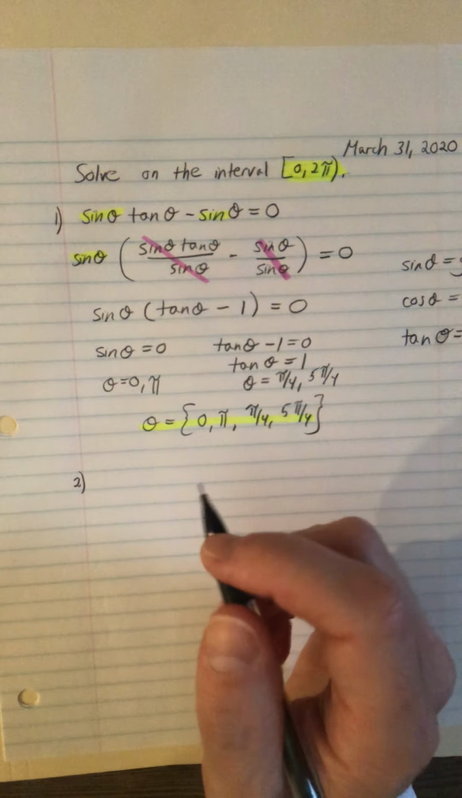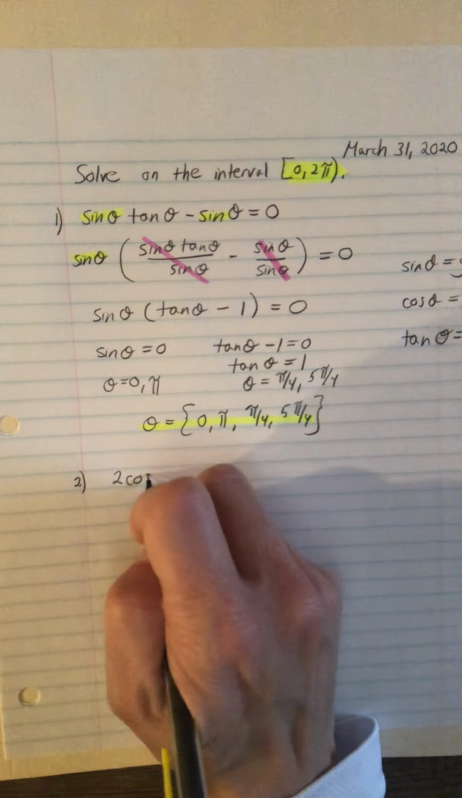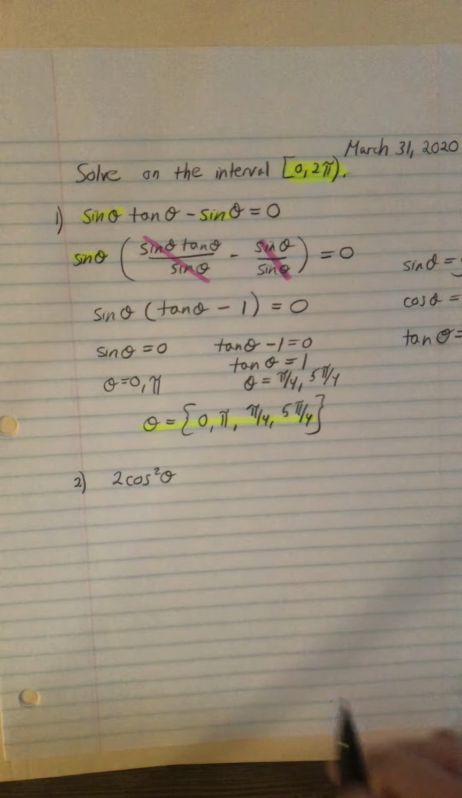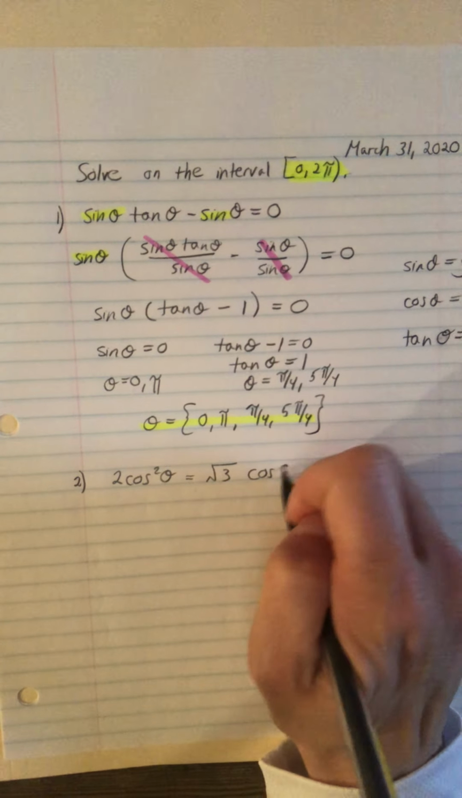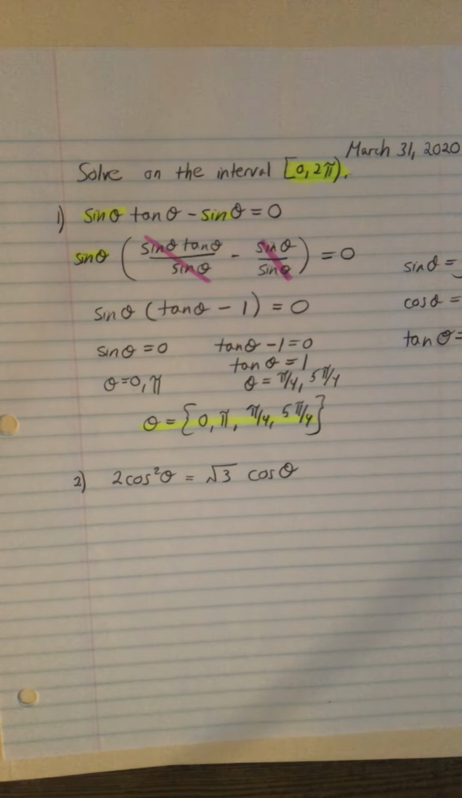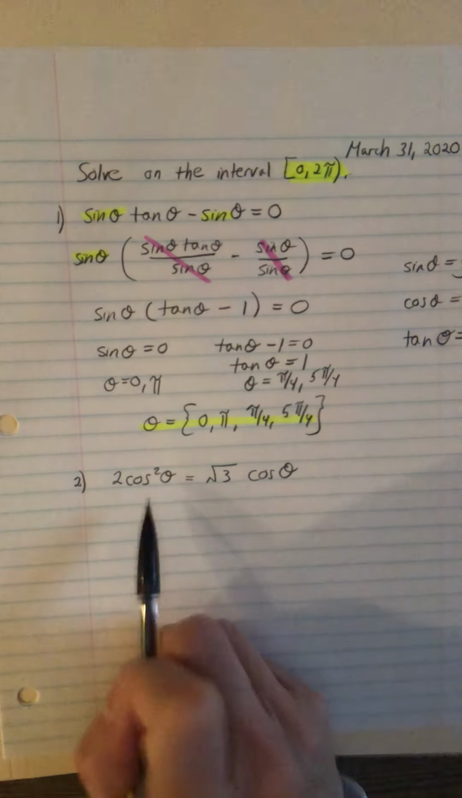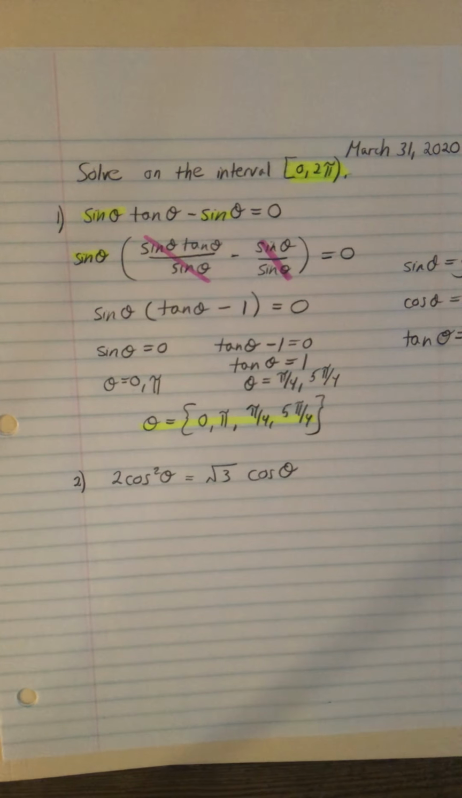Now, you might have an example in which you have 2 cosine squared theta is equivalent to the square root of 3 times cosine theta. In an example like this, I want to emphasize you cannot divide by a trig function. If you divide by a cosine, you're going to eliminate one of your solutions that would end up working in the original problem. So, be aware that when you see a square, we need to solve it just like we would solve a quadratic equation.